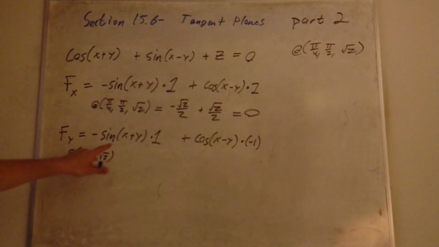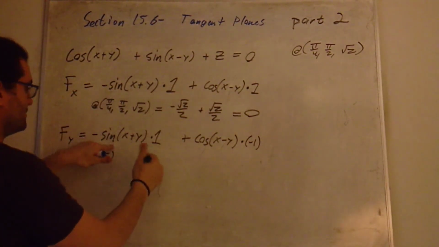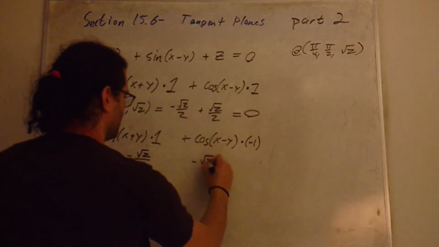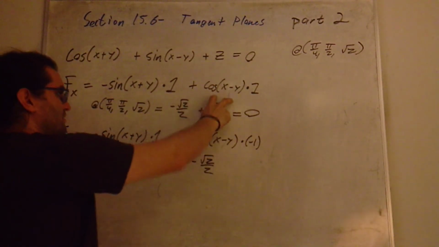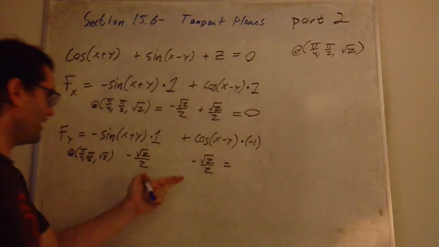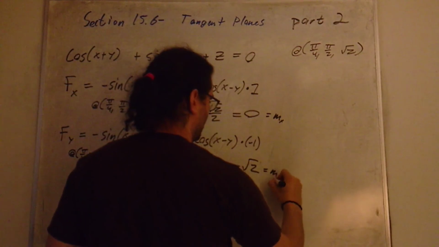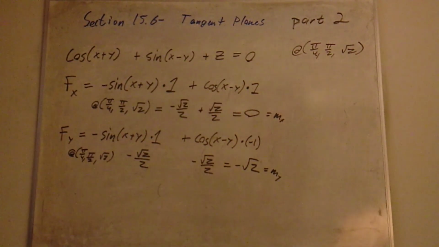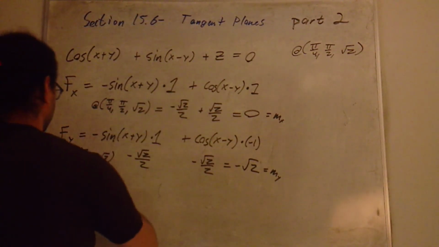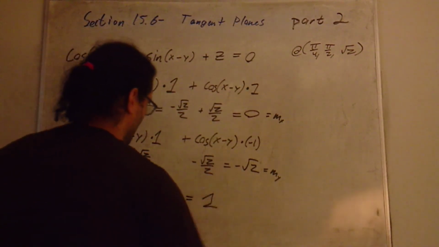And I will get probably the exact same thing I got here, right? So this first piece is negative root 2 over 2. The second piece is also a negative root 2 over 2, because it's the same thing I got here, but negative this time. So in this case, on the y-axis, these things are going to combine to become negative root 2. So this is mx, this is my. We're at 19 minutes already. Gotta go fast. Derivative with respect to z is 1. So when we evaluate it at the stuff, it's still 1, because that's a constant.